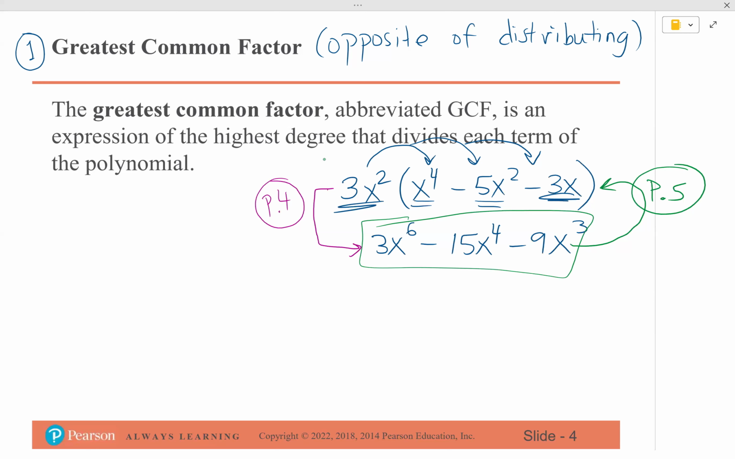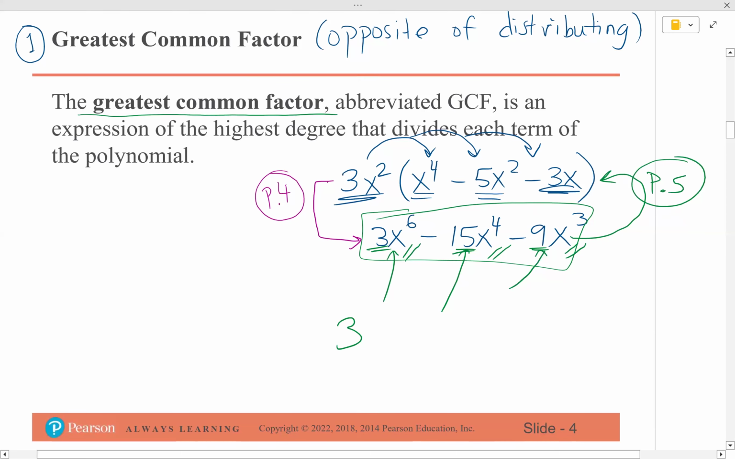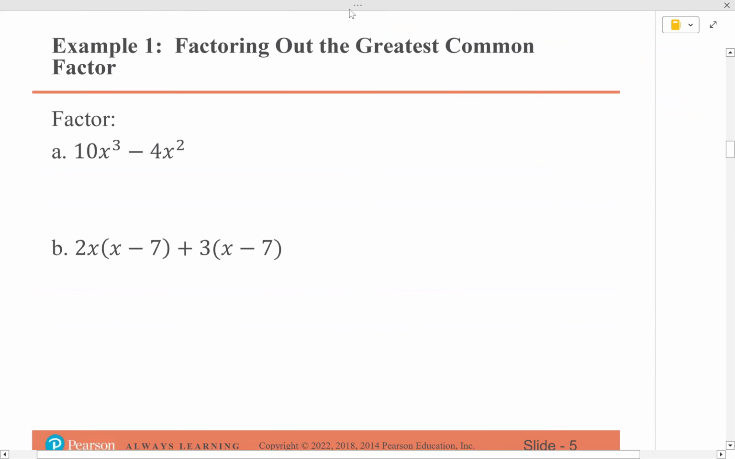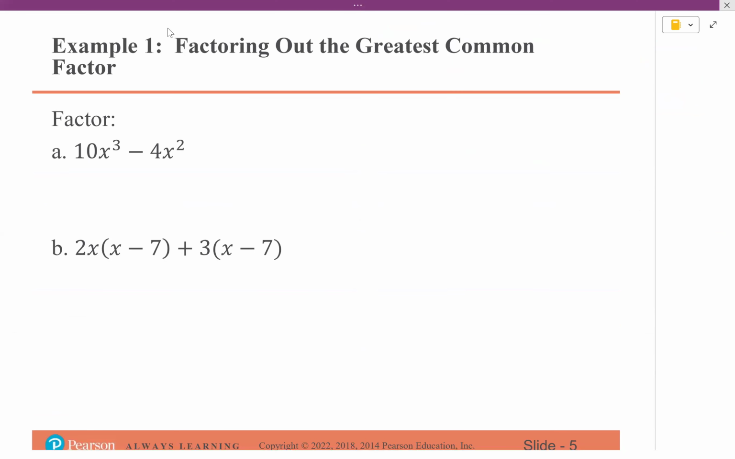Figure out how you go from a polynomial to the factored form. With the first technique, greatest common factor, if you look at these three terms, they all have something in common. Something divides into all three of the coefficients: 3, 15, 9, 3 divides into all of those. So that can be extracted. And then I've got x to the 6th, x to the 4th, x to the 3rd. They all have some x's in common, so I could extract some x's. That's the idea: look at the terms in your polynomial and see what they have in common. Factoring out the greatest common factor is the opposite of distributing.